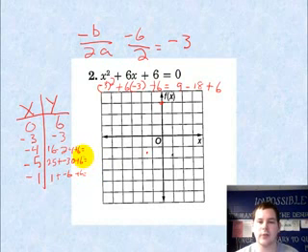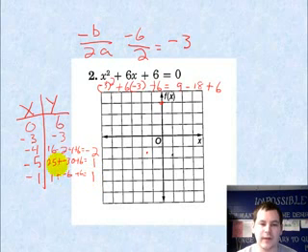So now I have my 5 points. I can go through and graph this, try to find out what my solutions are. 16 minus 24 gives me a -8. Plus 6 gives me a -2. 25 minus 30 is -5. Plus 6 gives me a +1. And then 1 minus 6 is -5. Plus 6 is 1. So here are my 5 values.